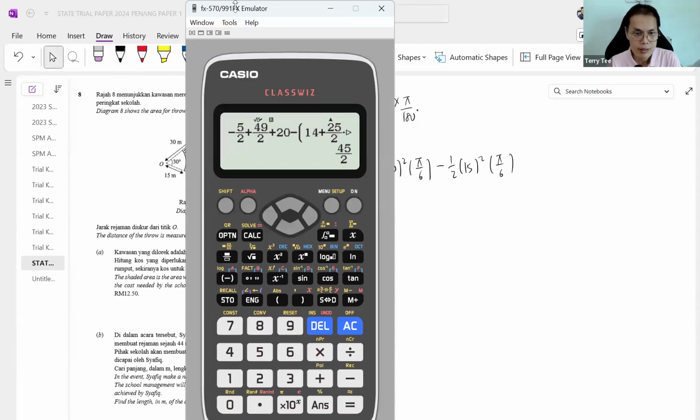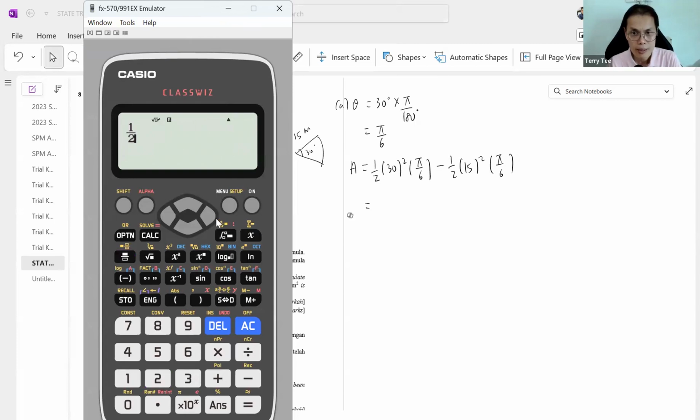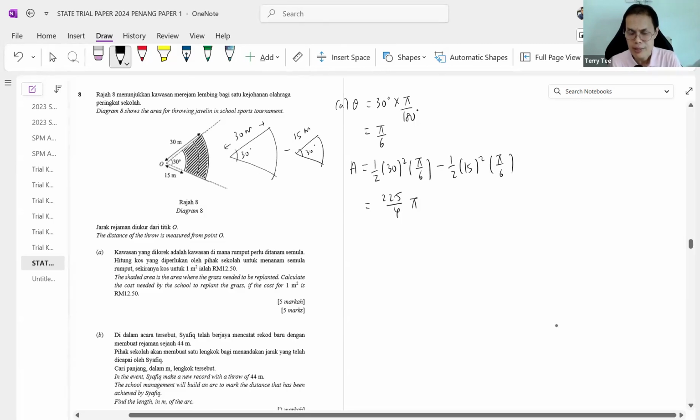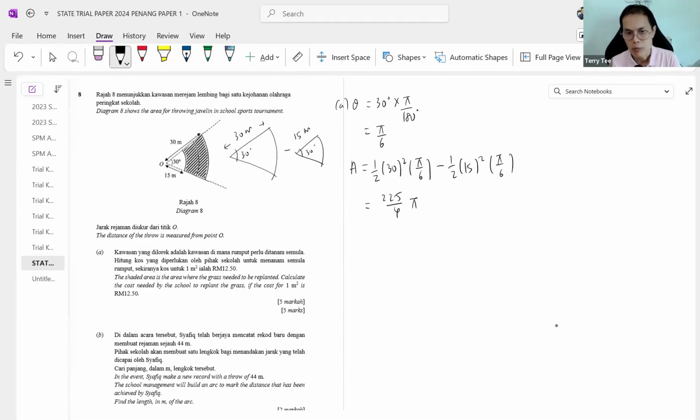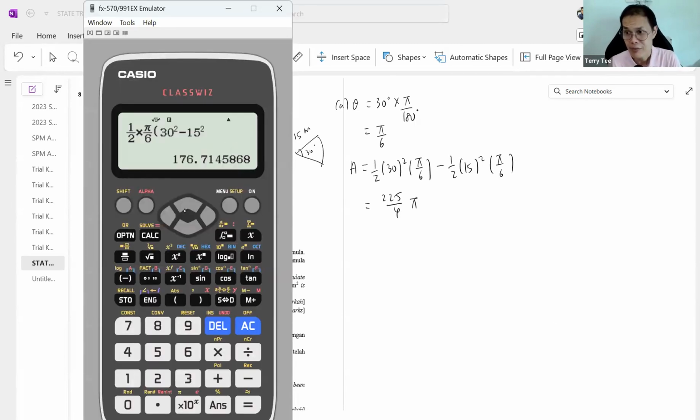I would just factorize my pi over 6, right? Type in pi over 6, then I multiply with 30 square minus 15 square. So with that, I got 225 over 4 pi. Just leave it in terms of pi first, because we need to now multiply with the cost per square meter. So this is the area, right? If you change to decimal, it's about 176.7 meter square.